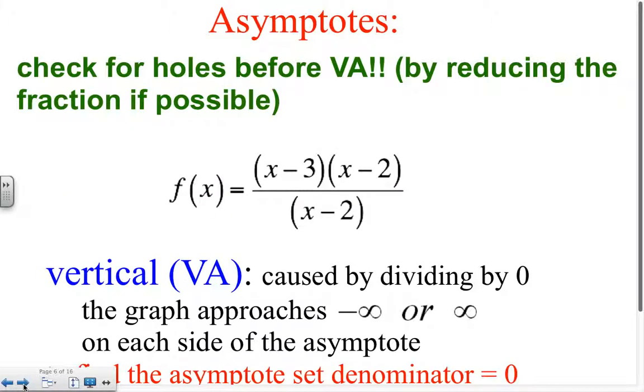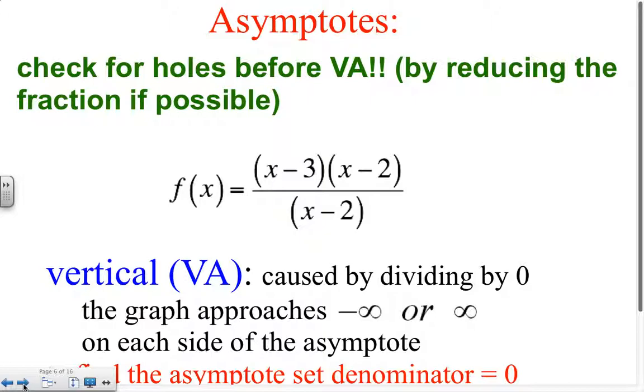So next we're going to talk about asymptotes. It says check for holes before you find your vertical asymptotes. For vertical asymptotes, we just wrote down our excluded values. Well, they're a little bit more specific than that. They are our excluded values after we simplify our function.